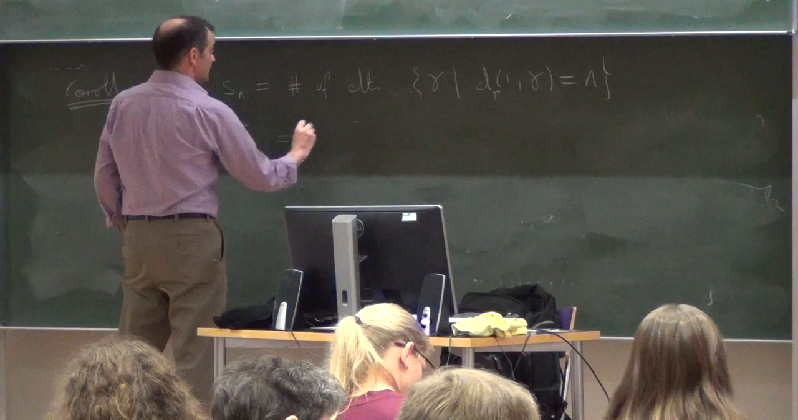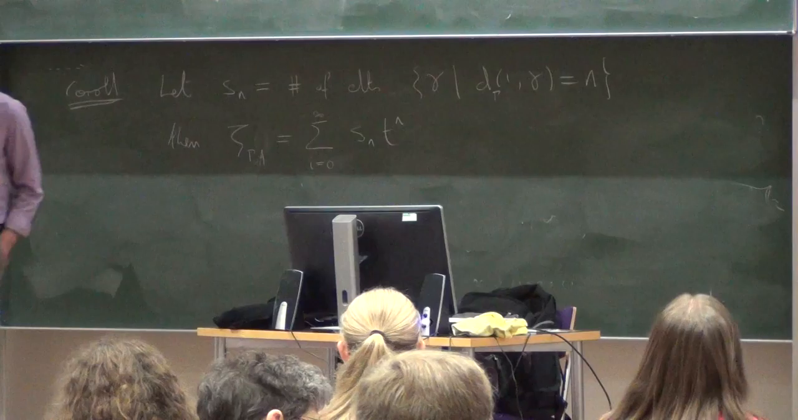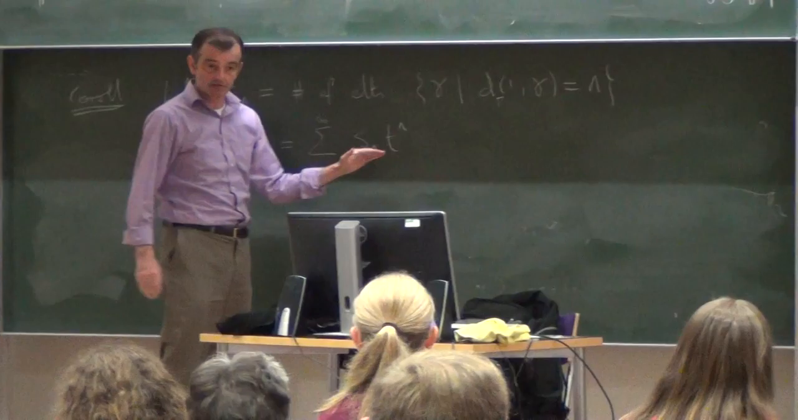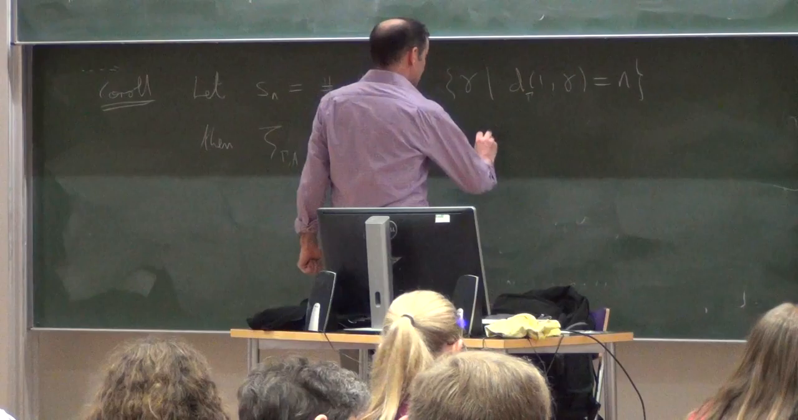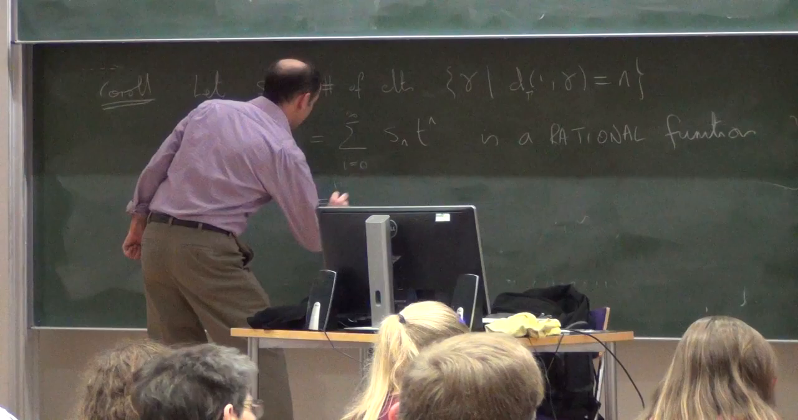I can take this generating series, sum from n equals zero to infinity, if I write down that power series. So it's just a standard way of encoding how quickly the group is growing into a zeta function, a generating function for the growth. It's just a neat way of recording separately, at the nth place, how many things I have in the sphere of radius n. But that is a rational function. In other words, this is equal to some integer polynomial in t divided by some other integer polynomial in t.